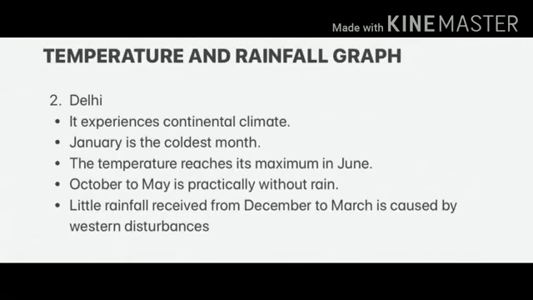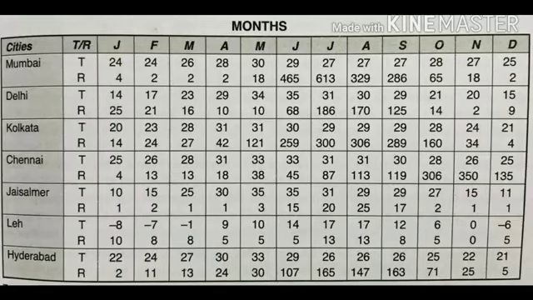Next, Delhi. Delhi is located in the northwestern part of India. It is far away from the moderating effect of the sea, both Arabian Sea and Bay of Bengal. As such, Delhi experiences continental climate with marked seasonal changes with respect to temperature and rainfall. January is the coldest month when only 14 degrees Celsius temperature is recorded. The temperature reaches its maximum in the month of June.